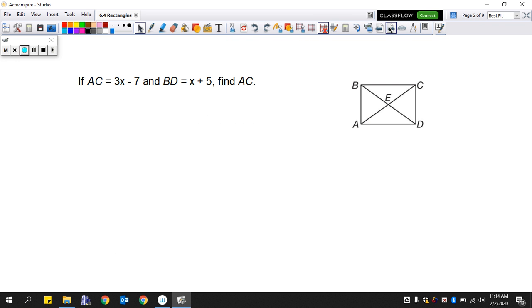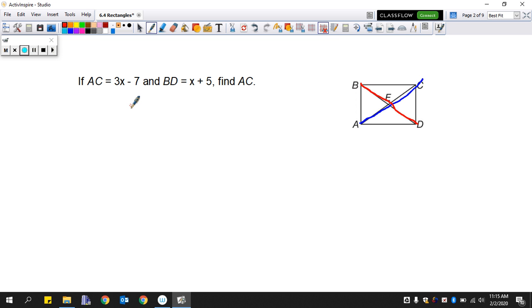Alright, so we're going to do several examples. It says if AC is 3x minus 7 and BD is x plus 5, find AC. AC is the distance from A to C, and BD is the distance from B to D. Now, according to the theorem that we just learned about, those two diagonals are congruent. It means that they're equal to each other.